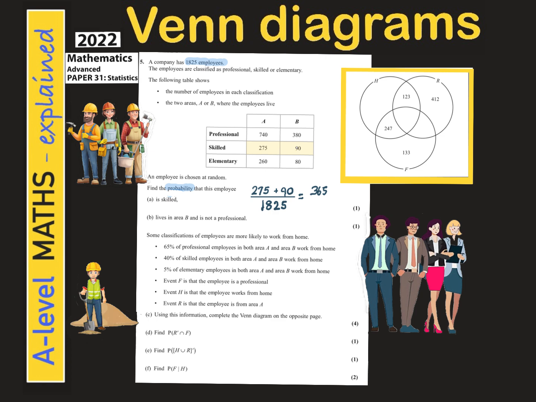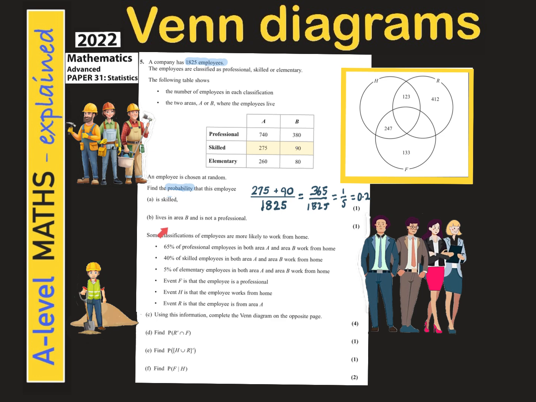365 over 1825. And you will get a mark if you leave it like this, but you may want to simplify it further, and you will have 1/5, so you can have a mark for that, or you may also write it as a decimal, and that will also give you a mark.